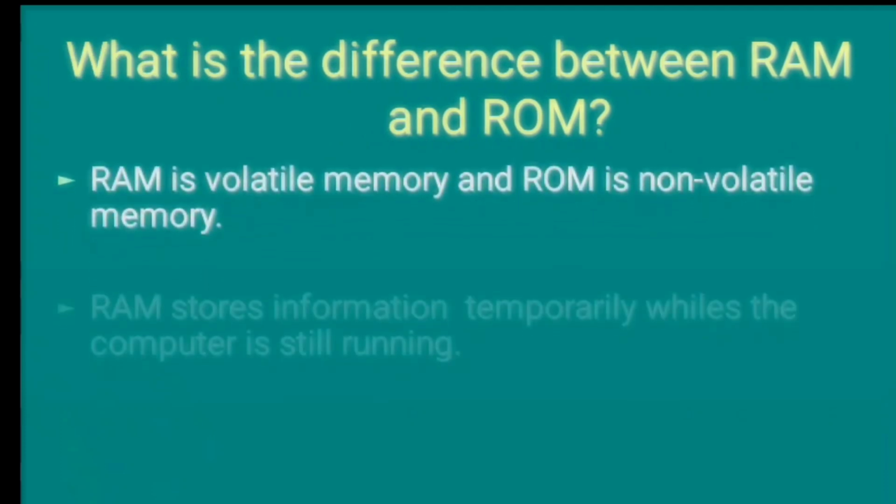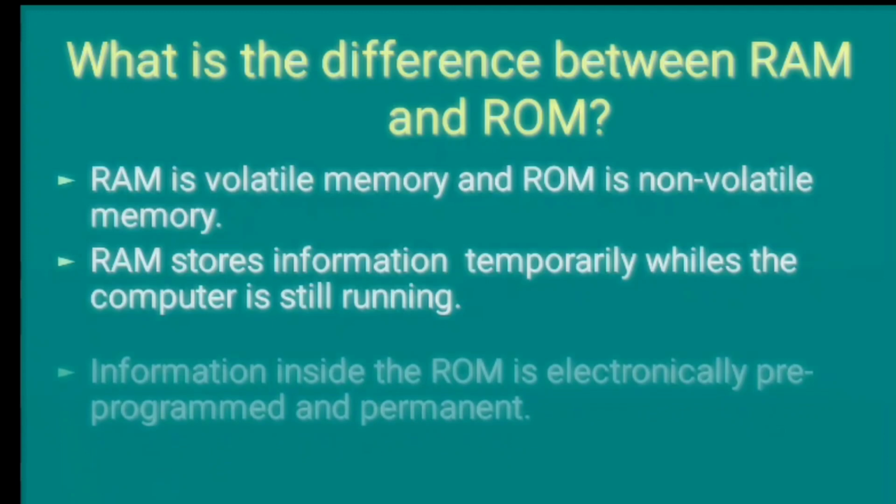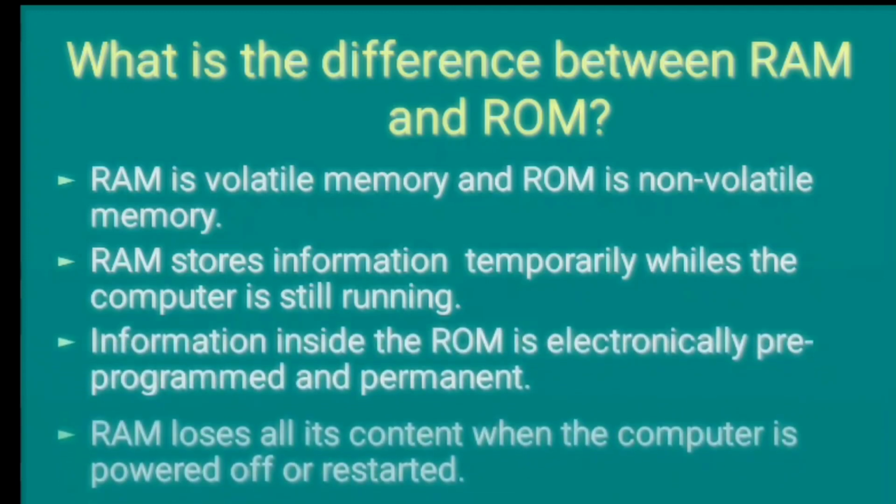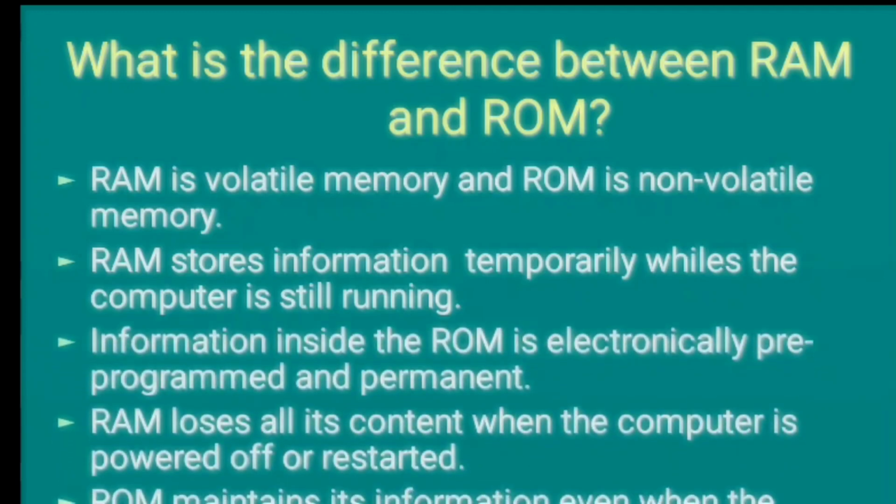What is the difference between RAM and ROM? RAM is volatile memory and ROM is non-volatile memory. RAM stores information temporarily while the computer is still running. Information inside the ROM is electronically pre-programmed and permanent. RAM loses all the content when the computer is powered off or restarted. ROM maintains information even when the computer is powered off.